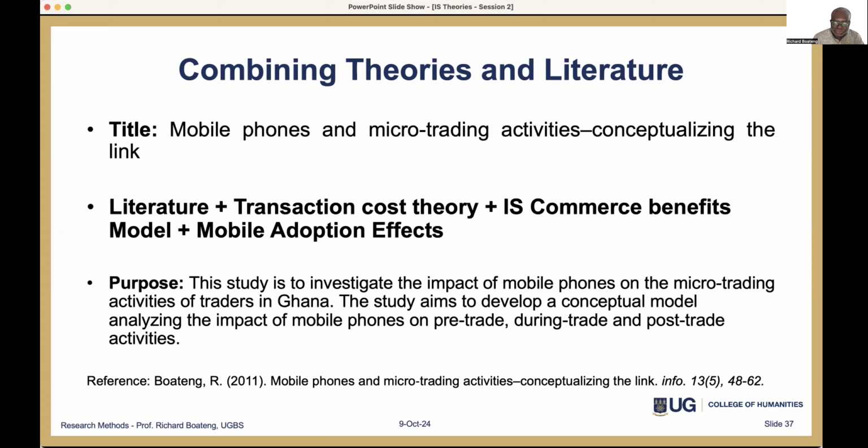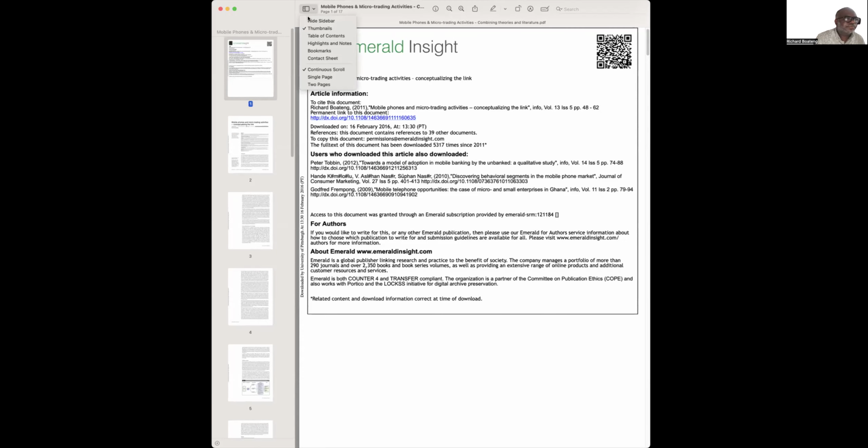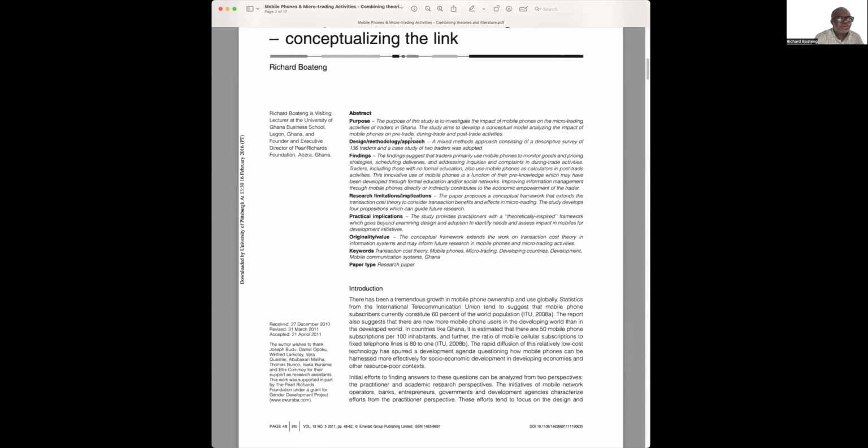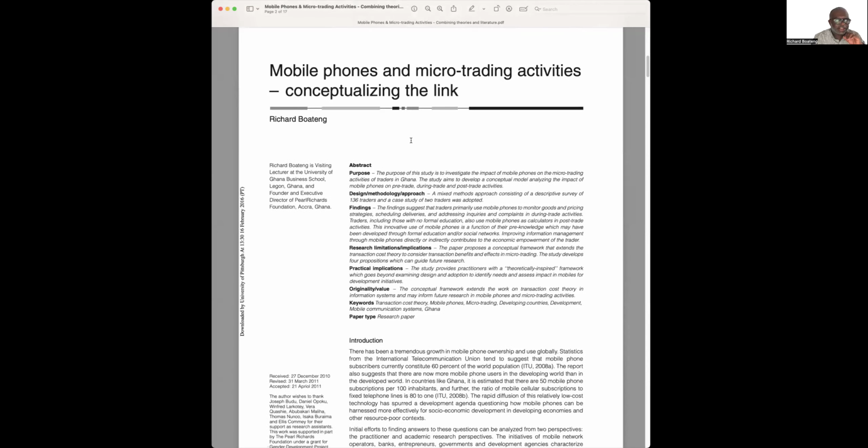However, you have got the literature that we are supposed to read. So let's look at what the paper did. Mobiles and micro trading. Let me stop the share and share the paper for us to look at what the paper did. So this is the paper itself. We go into the mobiles and micro trading activities, conceptualizing the link.